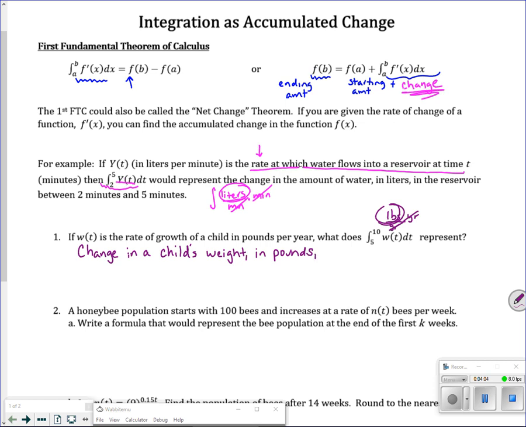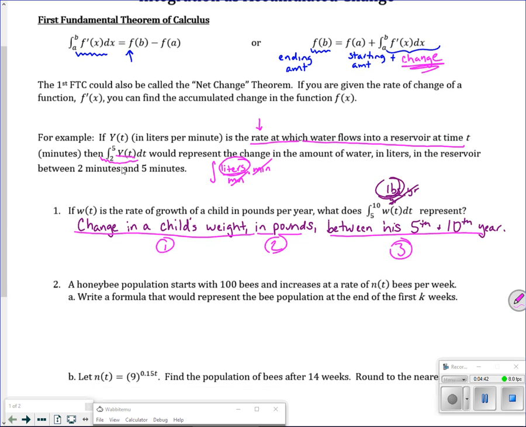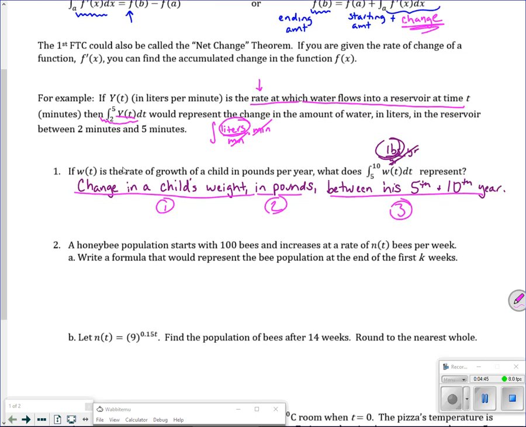Units in pounds between, don't say in 5 years. You have to be specific with the time interval. Between his 5th and 10th year. Now, does it have to be exactly like that? No. If you said between the ages of 5 and 10, they'd give you credit. But again, you can see the three things: what it is, units, specific time interval. All three of those things have to be there. That's usually worth 1 point on the AP. And remember, they don't give partial points. So if you forget one little piece of that, you're not going to get that point.